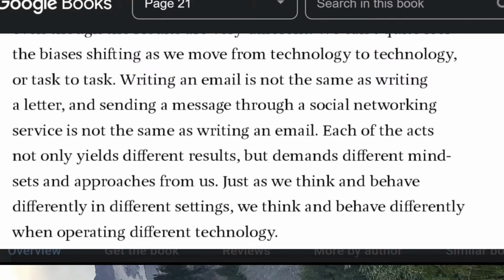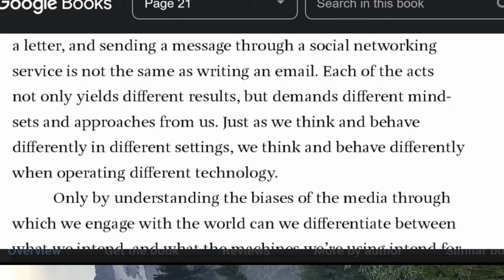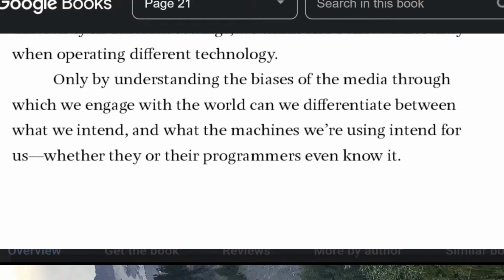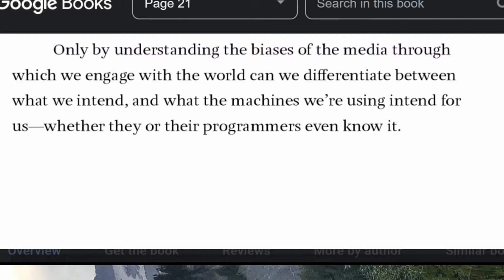Writing an email is not the same as writing a letter, and sending a message through a social networking service is not the same as writing an email. Each of these acts not only yields different results, but demands different mindsets and approaches from us. Just as we think and behave differently in different settings, we think and behave differently operating different technology. Only by understanding the biases of the media through which we engage with the world can we differentiate between what we intend and what the machines we're using intend for us, whether or not their programmers even know it.